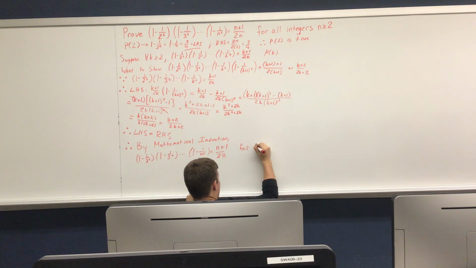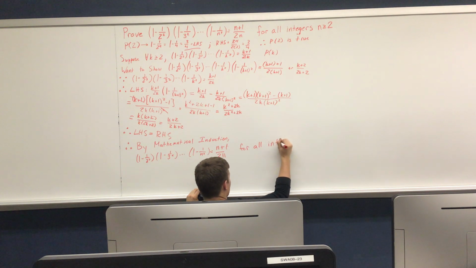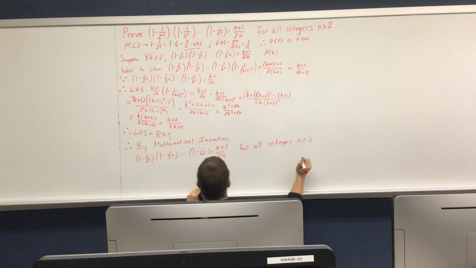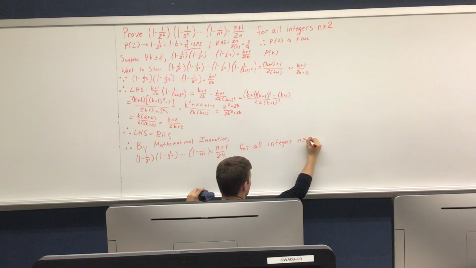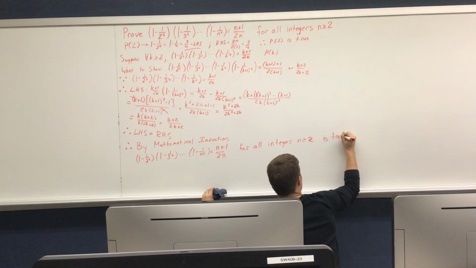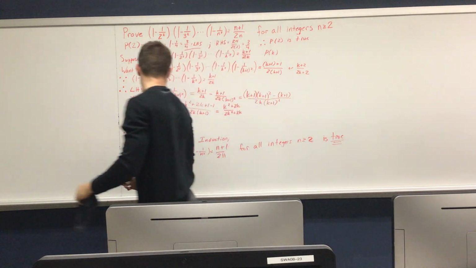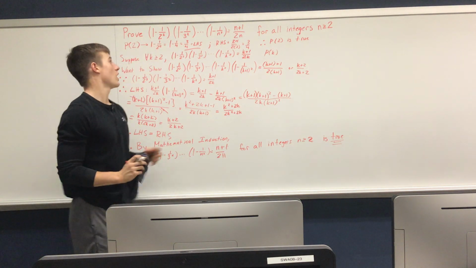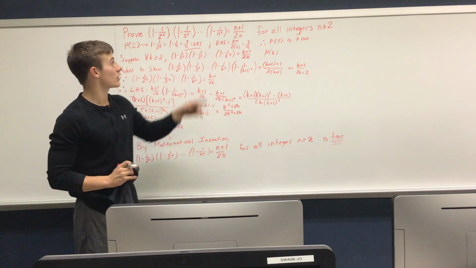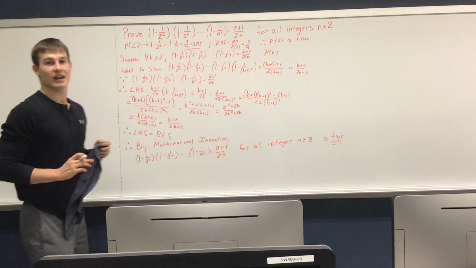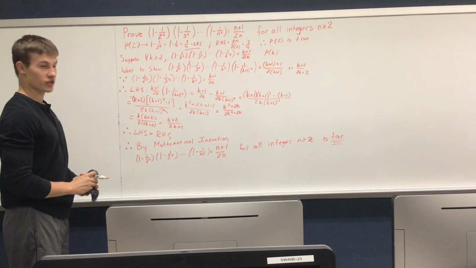for all integers n greater than or equal to 2 is true. So by mathematical induction, we know that 1 minus 1 over 2 squared times 1 minus 1 over 3 squared times 1 minus 1 over n squared equals n plus 1 over 2n for all integers n greater than or equal to 2. We know that that is true based on our mathematical induction proof.